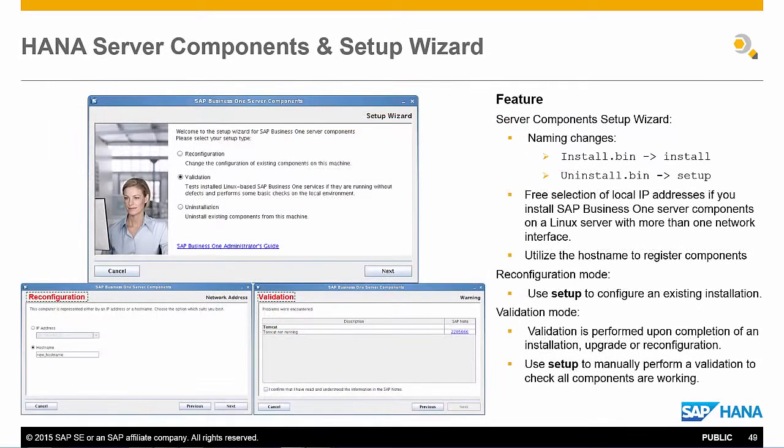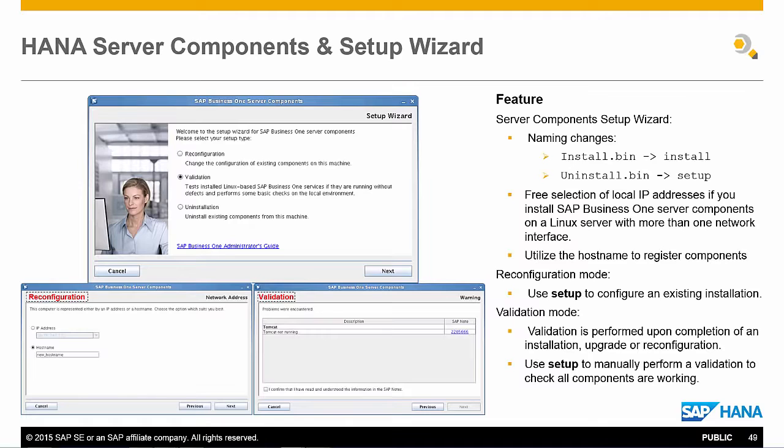There have been a number of changes to HANA Server components and the Setup Wizard, which include file naming changes. You also have free selection of local addresses. So if you install SAP Business One server components on a Linux server with more than one network interface, you can decide which IP address to use. You can also use the hostname to register the components.